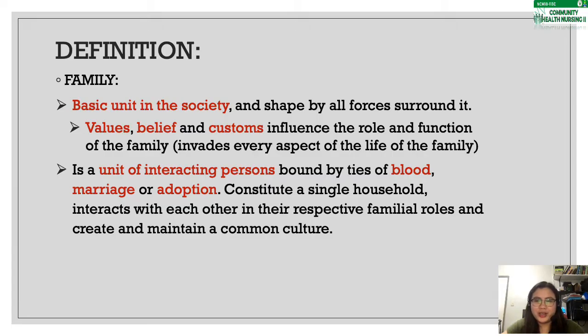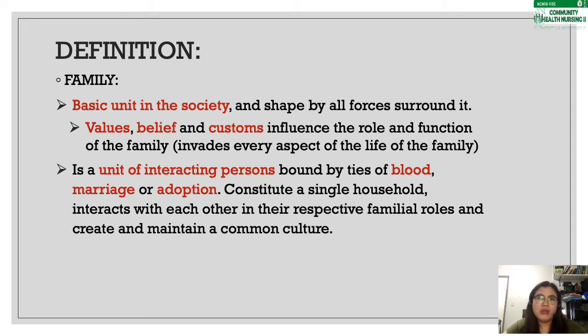Okay, so let us start by defining what a family is. I'm sure that we all have our own definition of a family, but we have to agree on one definition: a family is a basic unit in society and shaped by all forces around it. Basically, to create a society, the basic unit of that is the family. When families are grouped together, that's when we can form a society.